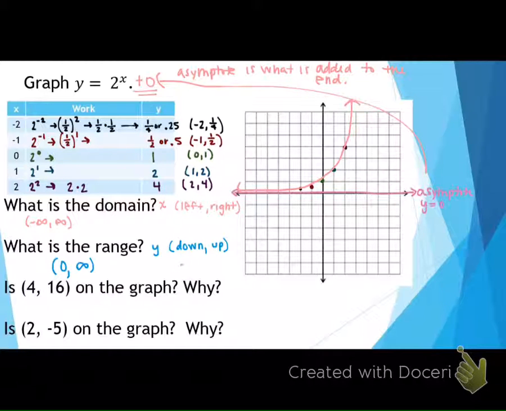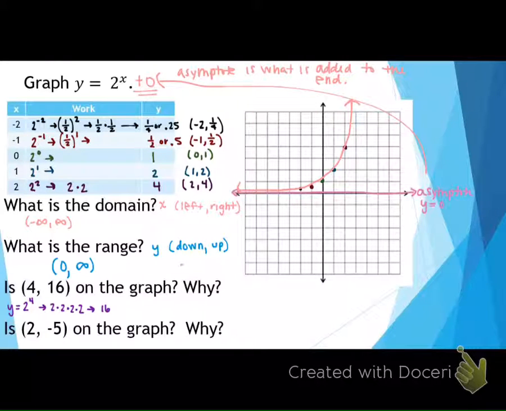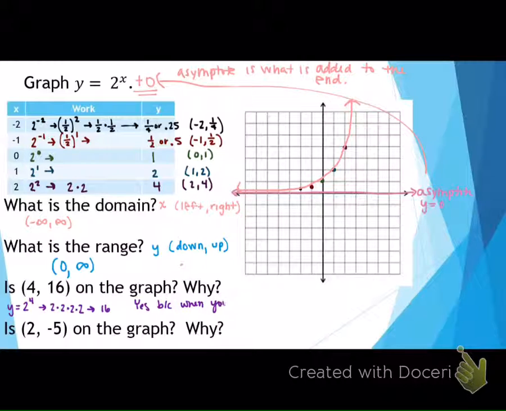Okay, then it asks, is (4, 16) on the graph? All you need to do here is plug in 4 for x. So that's 2 times 2 times 2 times 2, and that is 16. Did you output 16 when that happened? So yes, because when you input 4, 16 comes out.